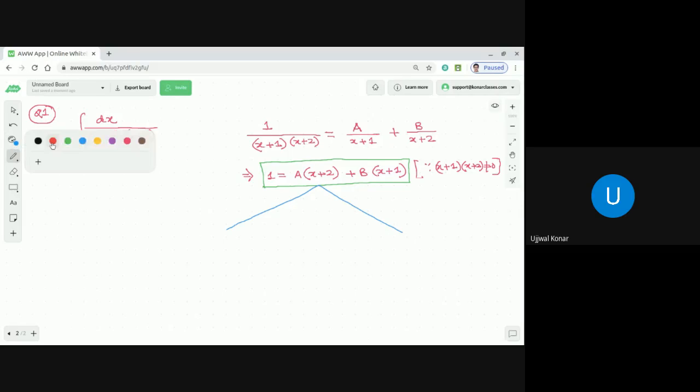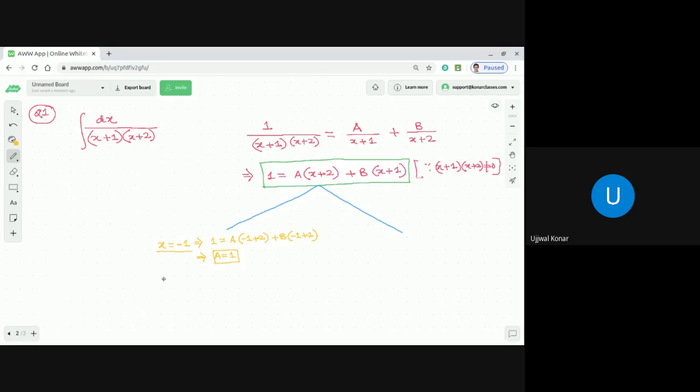The first approach: we are applying the value of x equal to minus 1. If we apply x equal to -1, left hand side is 1, right hand side is A into (-1 plus 2) plus B into (-1 plus 1). Correct or not, dear students? So from here, the value of A is equal to 1. Correct or not?